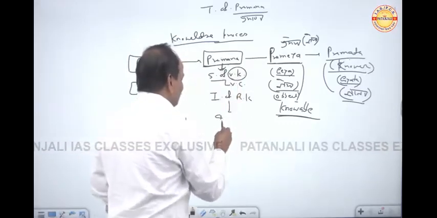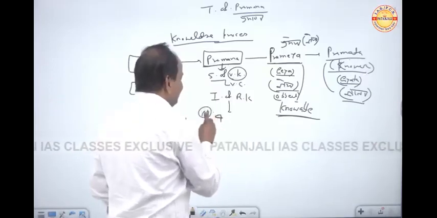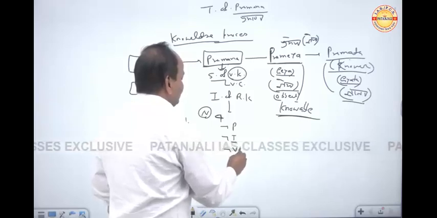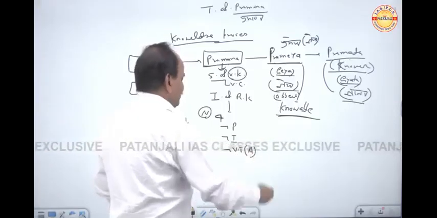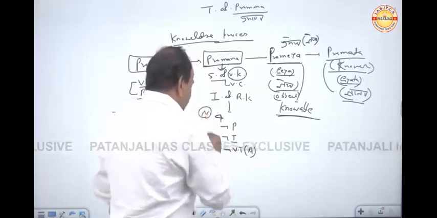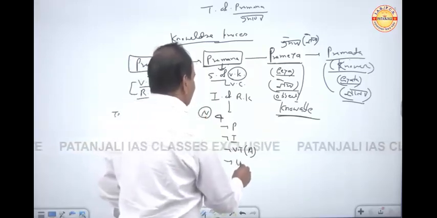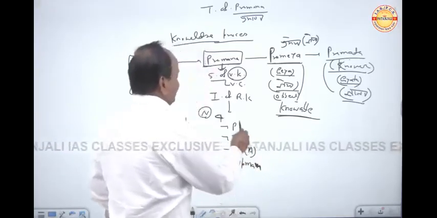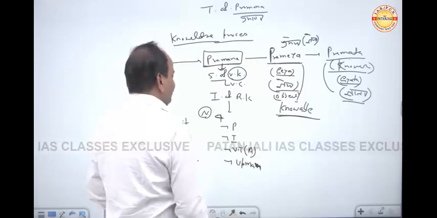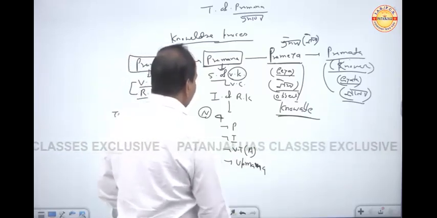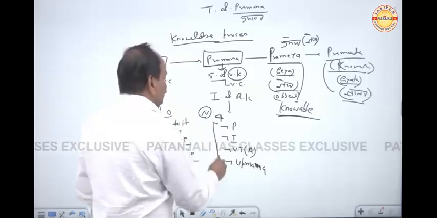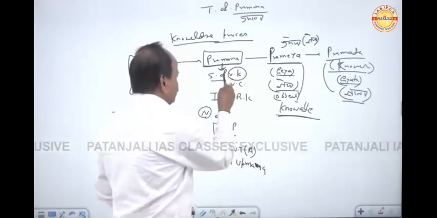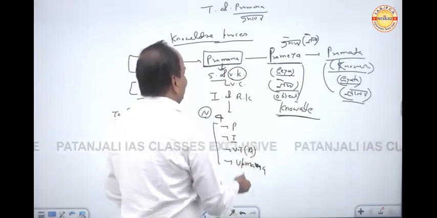Naiyayikas have accepted 4 pramanas. Only Nyaya will write 4 pramanas. Perception, inference, verbal testimony, authority, statements of reliable person. Last one is comparison or upamana, उपमान. प्रत्यक्ष, अनुमान, शब्द और उपमान or comparison, upamana. These are sources of valid knowledge. Perception is a pramana. It's a source of valid knowledge. Inference is a pramana, source of valid knowledge. Verbal testimony and upamana are also accepted as pramana.